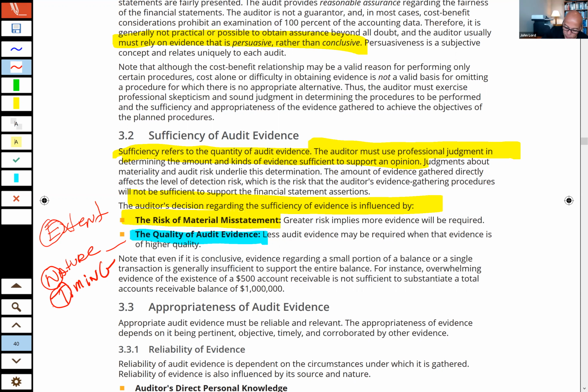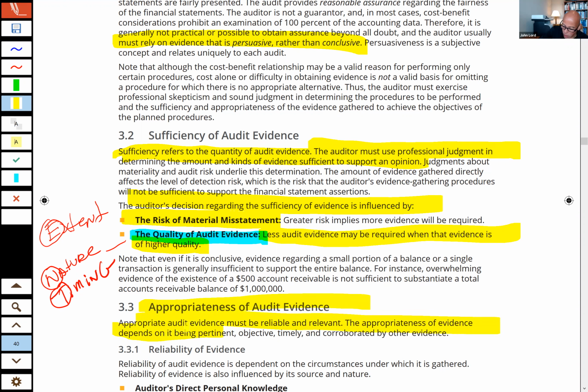And note that if evidence is of a higher quality, then we may not need as much evidence. So if you're using external evidence, you can now maybe not have to have nearly as large a sample size to support the opinion, okay? Now, when we look at the appropriateness of evidence, okay, it must be reliable and relevant, okay?